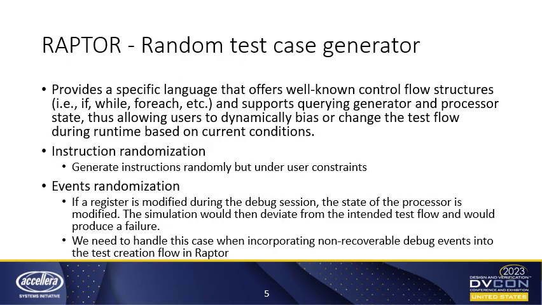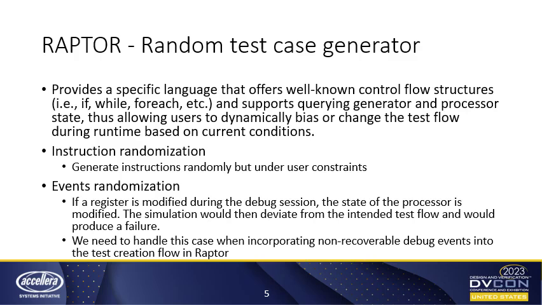To overcome the above challenges, we introduced the random test case generation tool called Raptor in our verification environment. Raptor supports user-controlled randomness via a specific C-like language, where user can write control flow structures such as if-else or while loop. It also supports querying generator or processor state during runtime, so that user can use the value of register X5 after the 10th instruction execution to determine if the next instruction to generate should be a jump or a subtraction.